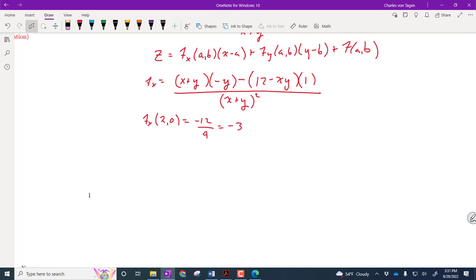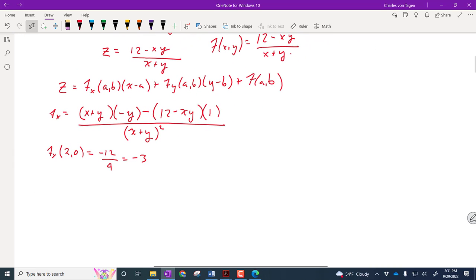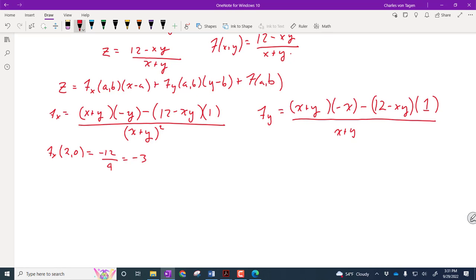So then we can compute f sub y. And to compute f sub y, it's going to be very similar. We will have the bottom function times the derivative of the top function minus the top function times the derivative of the bottom function all over the bottom function squared. So if we evaluate this at the ordered pair (2, 0), let's see what we end up with.